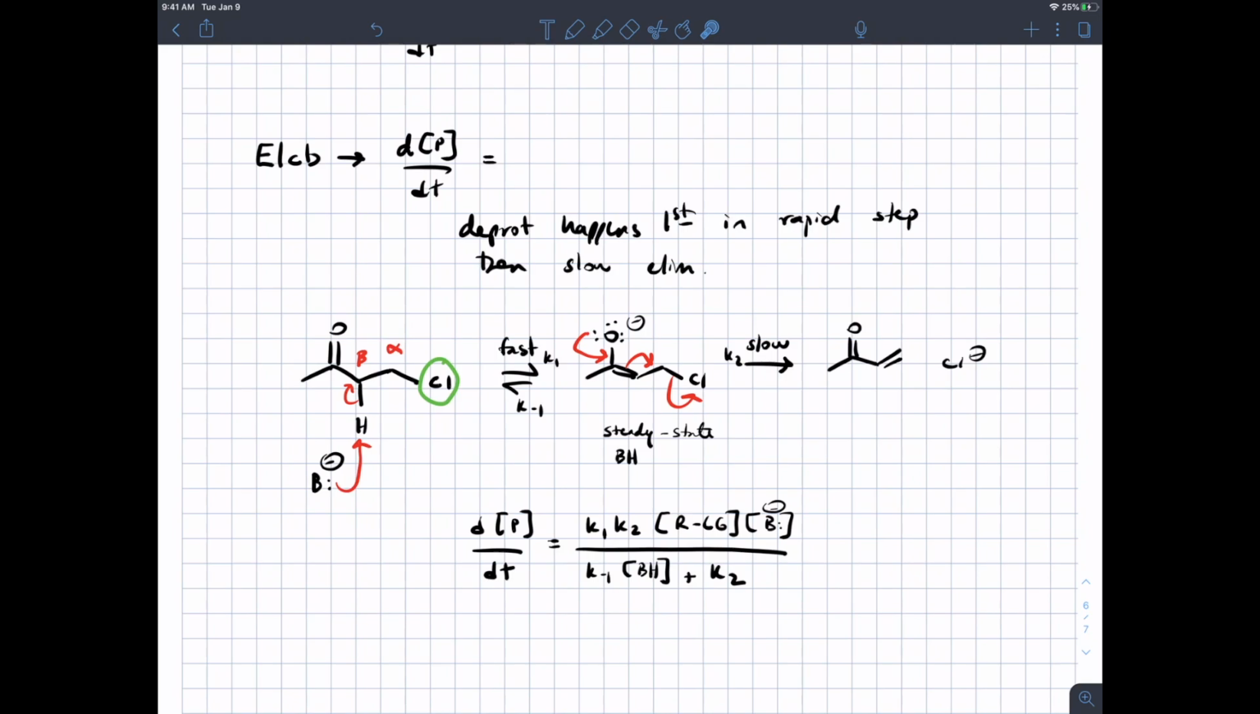Yep, you bet. And it turns out in my notes I have a little bit more on how to interpret this, and under certain conditions, we can get to the unimolecular equation that I drew for you above. So I'll explain that more next time.